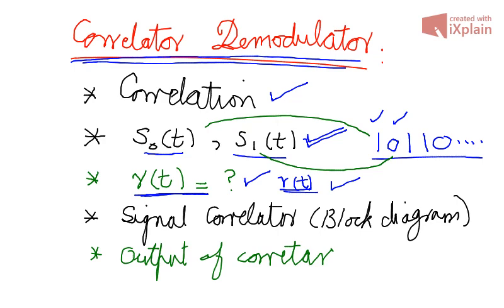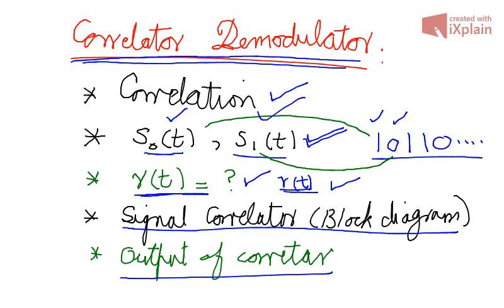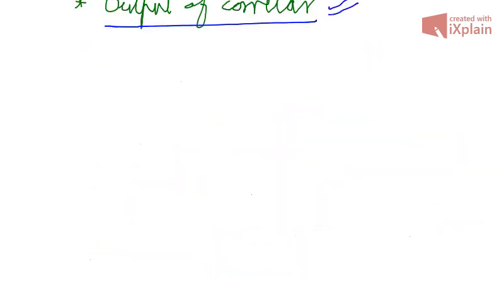Then we would discuss the signal correlator at block level. The block diagram of the signal correlator would be discussed, and finally we would observe the output of our correlator for these signals S0 of t and S1 of t. So let's move to the process of correlation first.